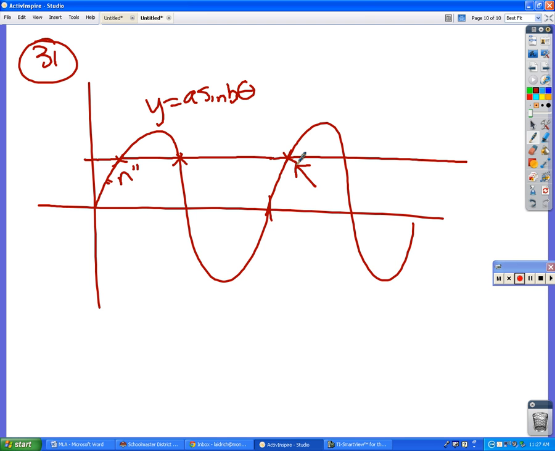How far apart are these two things going to be? One cycle. Very good. Okay? Which normally is 2 pi, right? But we have another letter here, so we know that the cycle of this one is 2 pi over b. So if our first solution is n, then our next solution is going to be n plus 2 pi over b.